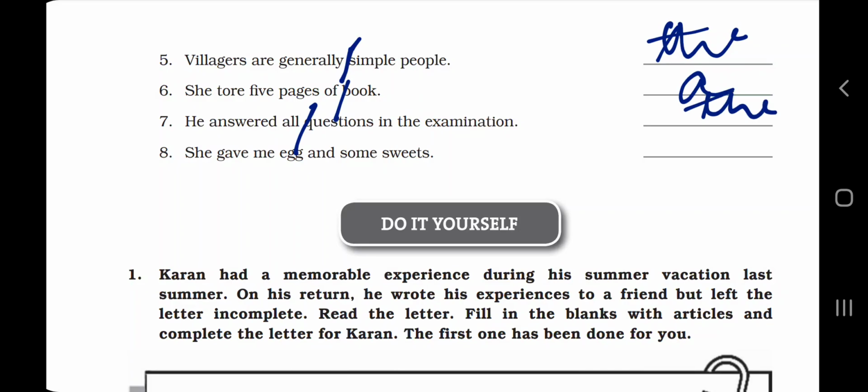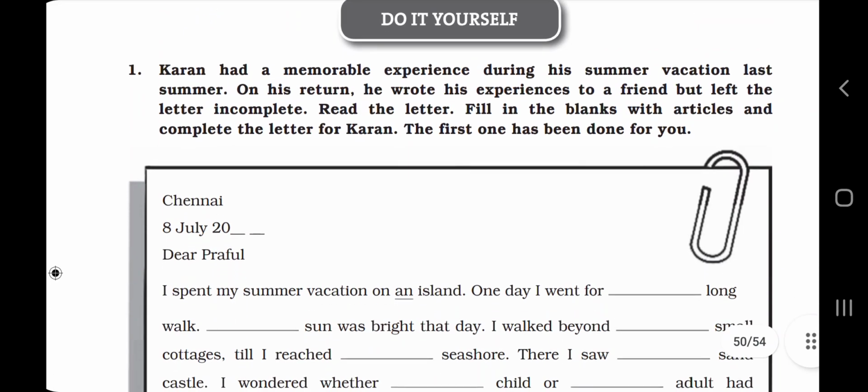She gave me an egg. Now see here, it is not plural, so we will write here an egg, and E is a vowel. So it is a vowel sound, so we are using an.